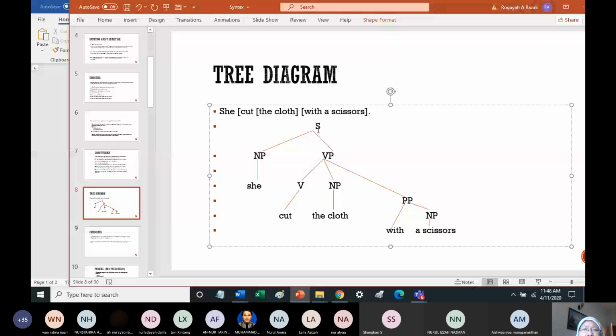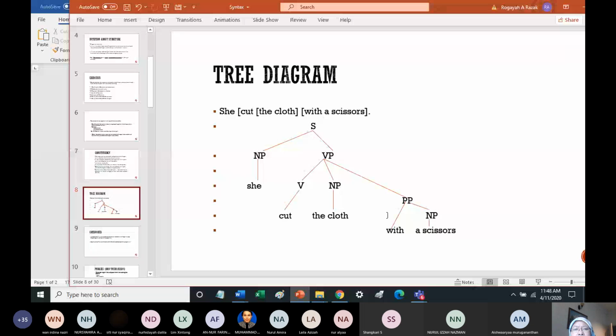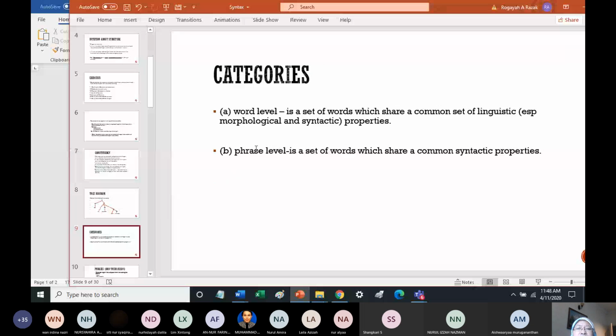Okay, and then we look at categories. From the tree diagram, you can see the categories of word level and phrase level. So what is word level? Word level is a set of words which share a common set of linguistic properties, either morphology or syntactic properties. So they share some characteristics. And then the phrase level is a set of words which share common syntactic properties.